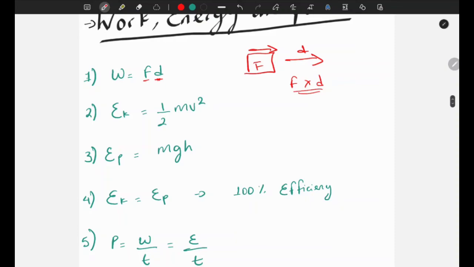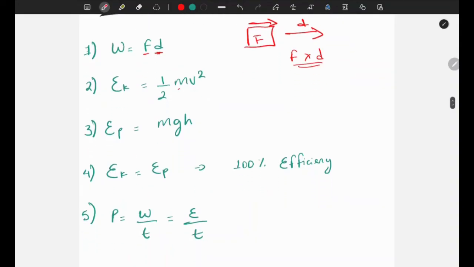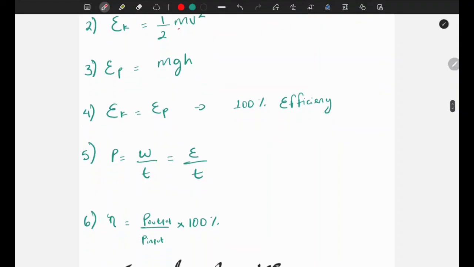The next one is for energy. So energy, the first one is kinetic energy. It's half mv squared, half times mass times velocity squared. The second one is potential energy. Potential energy is mass times gravity times height.